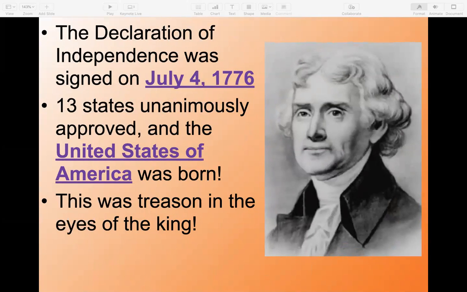The Declaration of Independence was signed on July 4, 1776. 13 states unanimously approved, and the United States of America was born. This was treason in the eyes of the king.